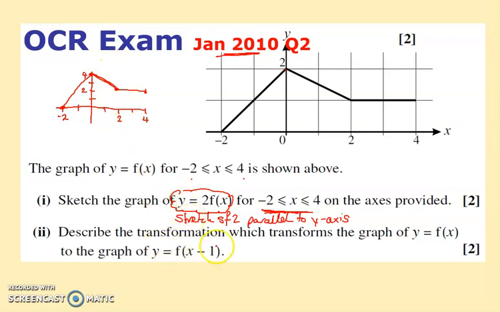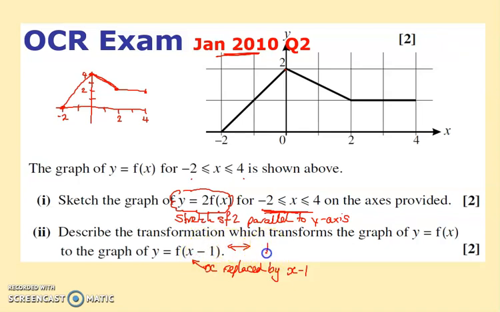What's the last one? Describe the transformation which transforms the graph y equals f of x, this thing, to this. Notice this. X has been replaced by x minus 1. It's in brackets, another way of thinking about it. And it's a minus 1, so therefore it's not a stretch, it's a translation. It's a translation because it's plus or minus something.